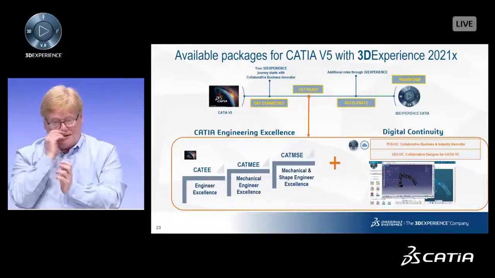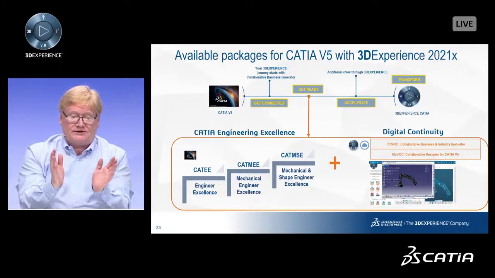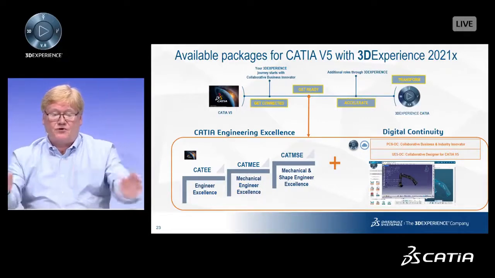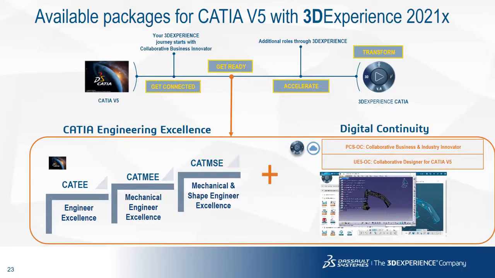So at an overview level, if you're a CATIA version 5 user today, you've seen our 4 steps: get connected, get ready, accelerate, and transform. And that we have, particularly in the get connected and get ready components, the ability to have 3 scaled packages which deliver increasing richness of functionality.